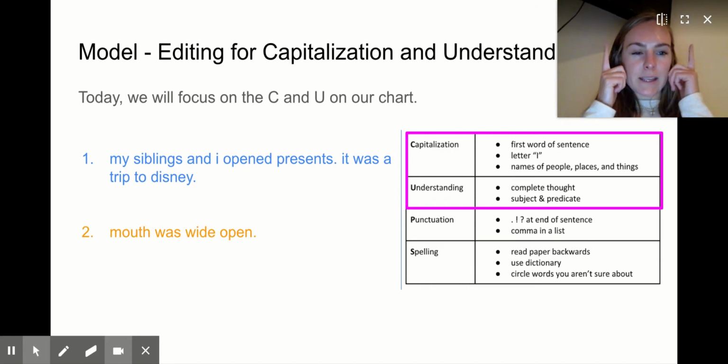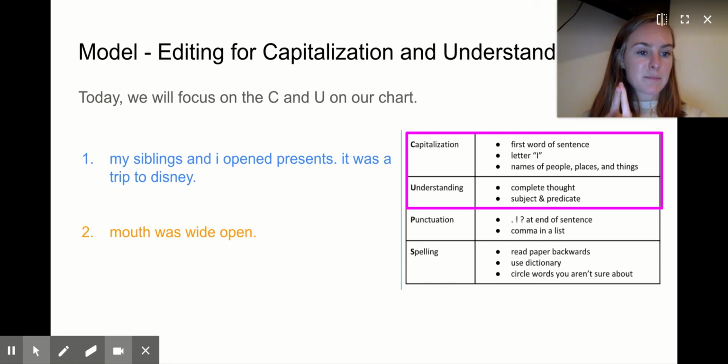When we think about capitalization, we always need to capitalize the first word of a sentence. We need to capitalize what? The first word of a sentence. We also need to capitalize the word I. We need to capitalize which word? I. And lastly, we need to capitalize the names of people, places, and things.